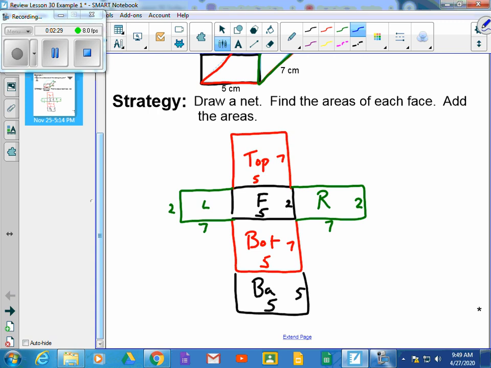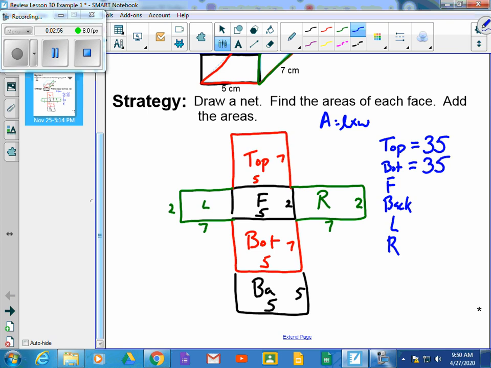So I'm going to make a list: top, bottom, front, back, left, and right. The top is a rectangle, so we're going to be using length times width. We're going to plug in 5 and 7. That gives us an area of 35. The bottom matches that, 35. The front has dimensions of 5 and 2, so we can multiply those together and get an area of 10. The back matches that.